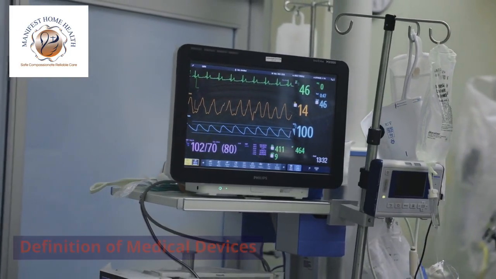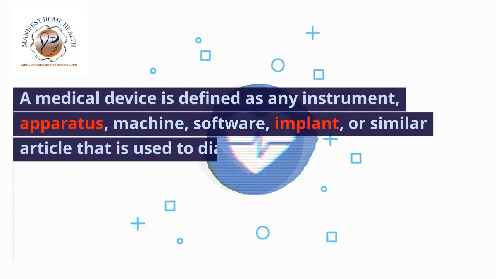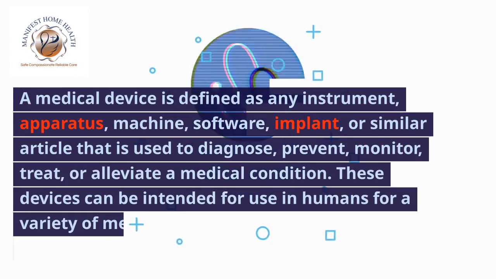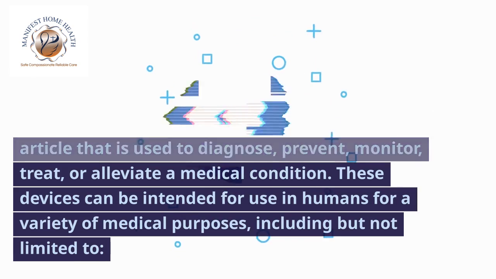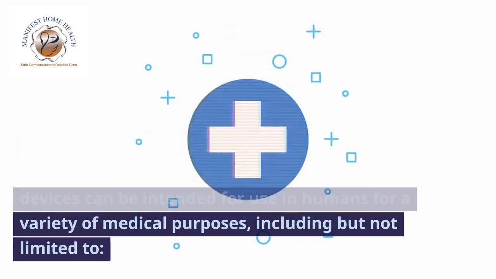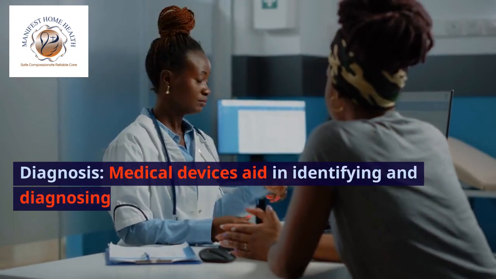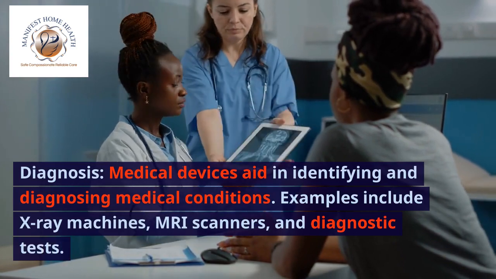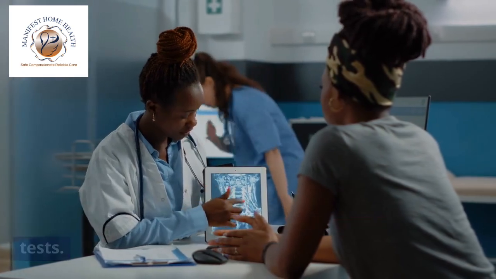Definition of medical devices. A medical device is defined as any instrument, apparatus, machine, software, implant, or similar article that is used to diagnose, prevent, monitor, treat, or alleviate a medical condition. These devices can be intended for use in humans for a variety of medical purposes, including but not limited to diagnosis. Medical devices aid in identifying and diagnosing medical conditions. Examples include X-ray machines, MRI scanners, and diagnostic tests.